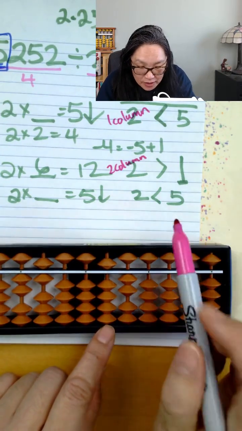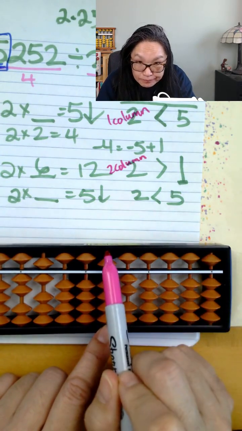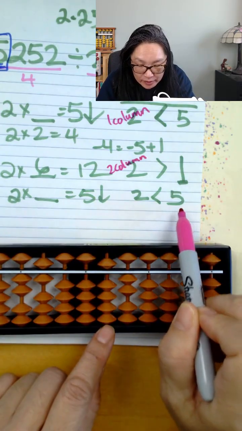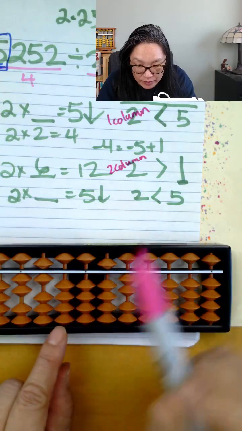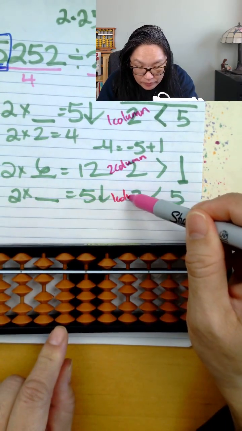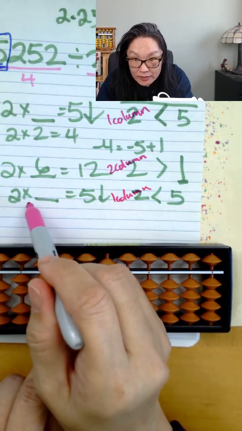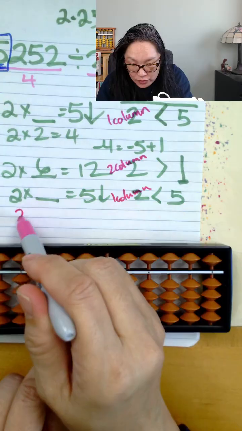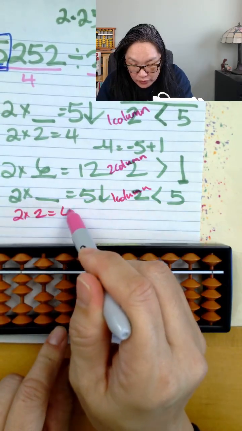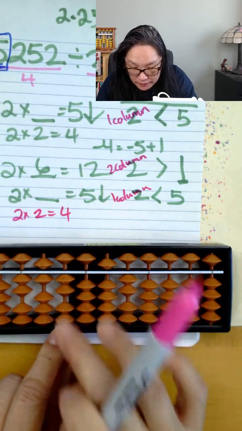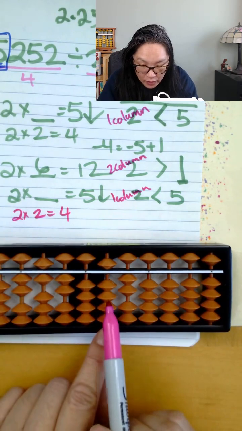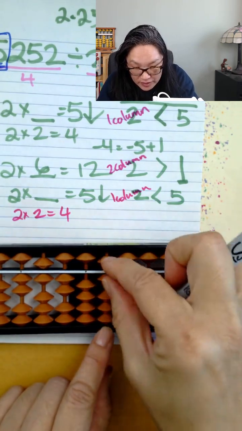Okay, so my divisor is bigger. So again, I skip this column. So this is 1 column. So my question is, what times 2 is equal to 5 or less? 2 times 2 is equal to 4. So I put my 2 here, and I take away 4. Minus the 5 plus the 1.